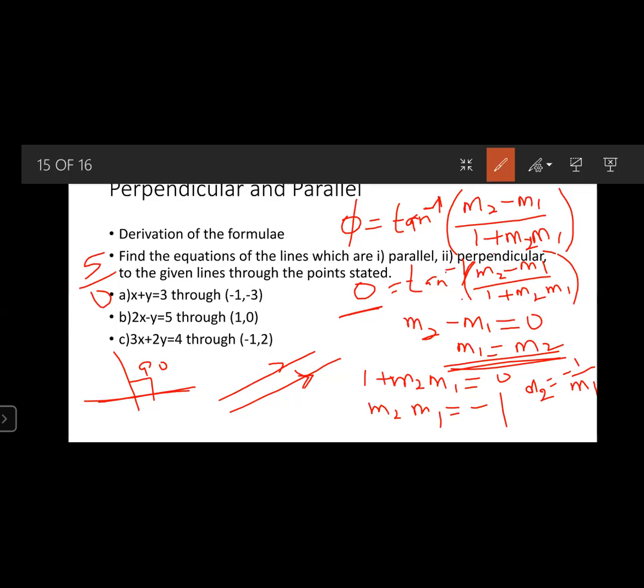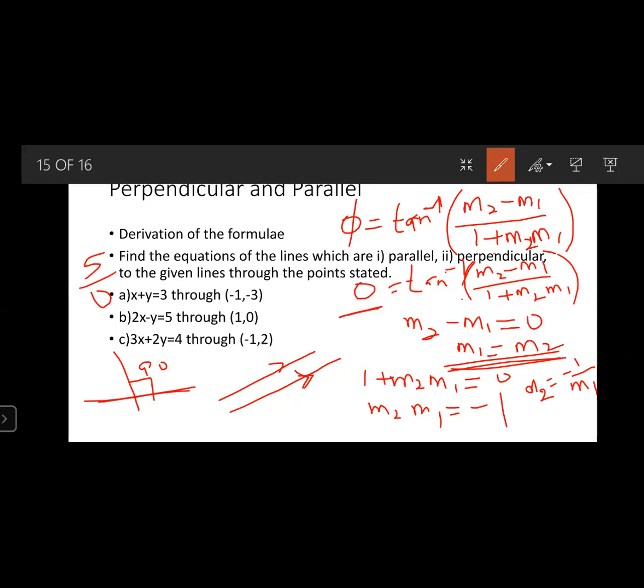If you look at this question, I say find the equation of the lines which are parallel or perpendicular to the given lines through the point given. Because of time now, I don't think I want to solve any question on this. I will leave you to solve it. If there's any problem, you can come back to me and complain so that I can take it. I don't want us to exceed the time.